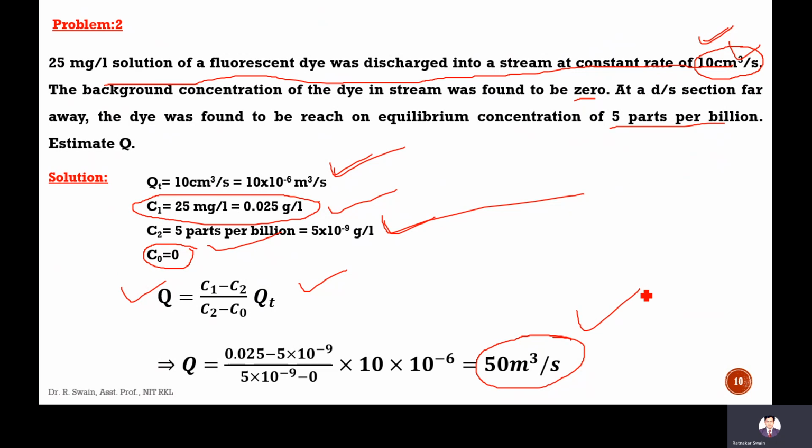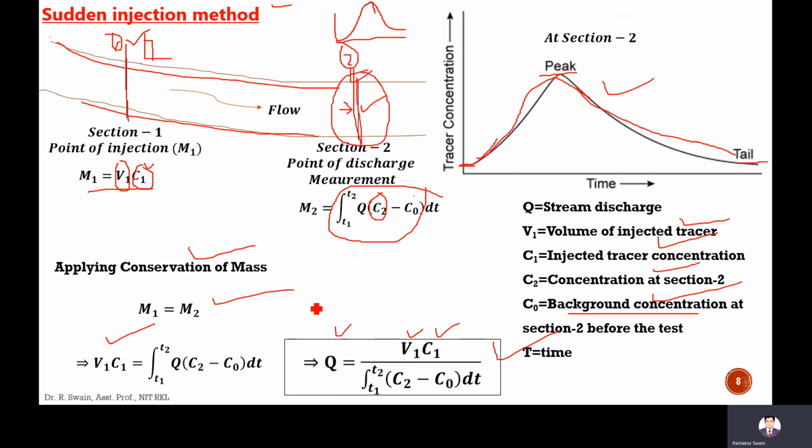Remember, you have to use this method if there is a constant rate of injection and it is continuous. The other method is used if there is a sudden injection of tracer into the stream.